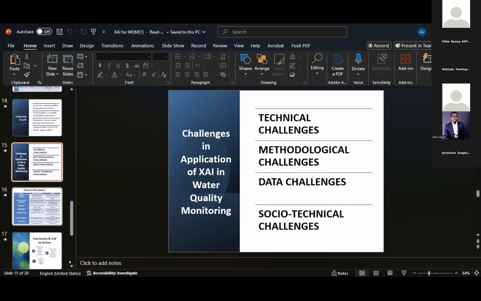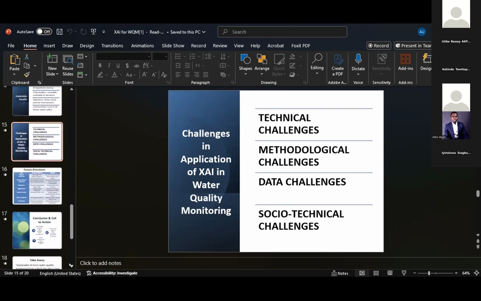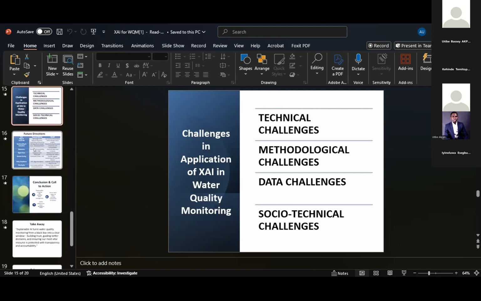Next slide, please. Of course, we have some of the challenges we face. Everything that we do, there are always challenges, especially with all this machine learning evolution. We have the technical issues, we have the methodological issues, and we have the data challenges and socio-technical challenges, which can be solved in the future.